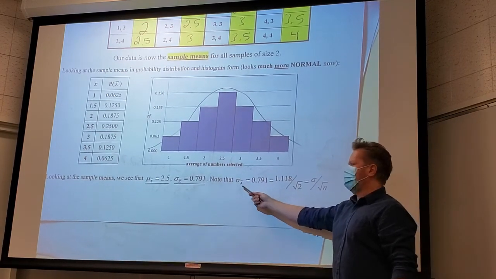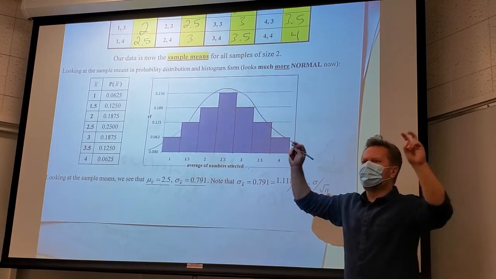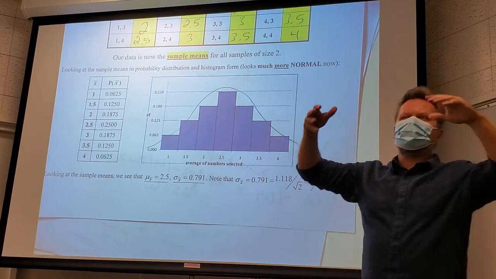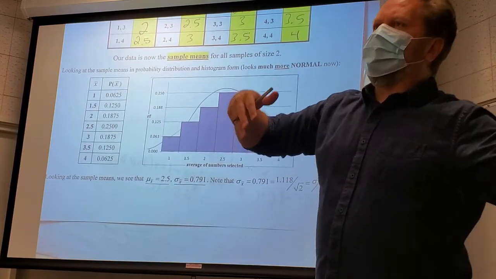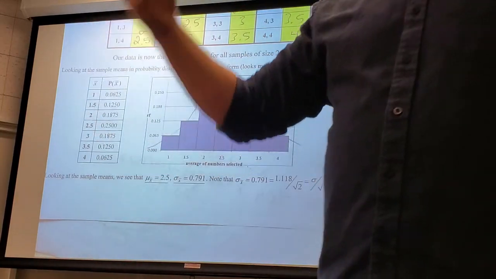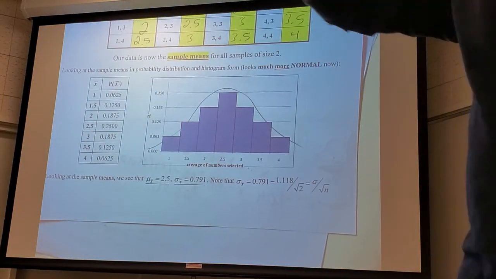Now, I can't stop myself. I'm going to call this the new standard deviation. It is the standard deviation of the sample means. It's not new. The other one isn't old. The original one is for individuals. This one is for groups.